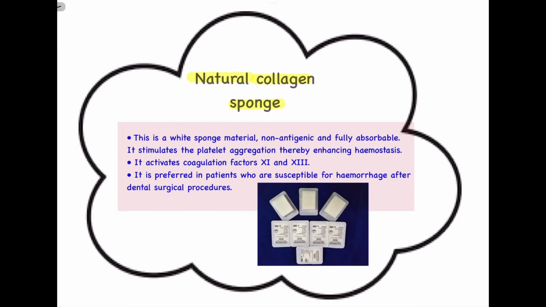So it is basically preferred in patients who are more susceptible towards hemorrhage, especially after certain dental procedures. For example, patients with hemophilia, right. So these kind of patients, wherein already we are expecting an increased amount of blood flow, even from minor cuts or minor usage of our surgical instruments. In those cases we can use natural collagen sponge.